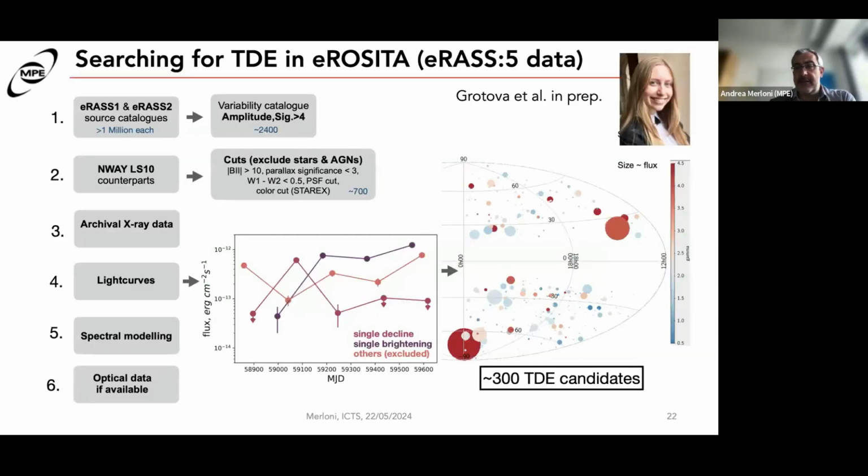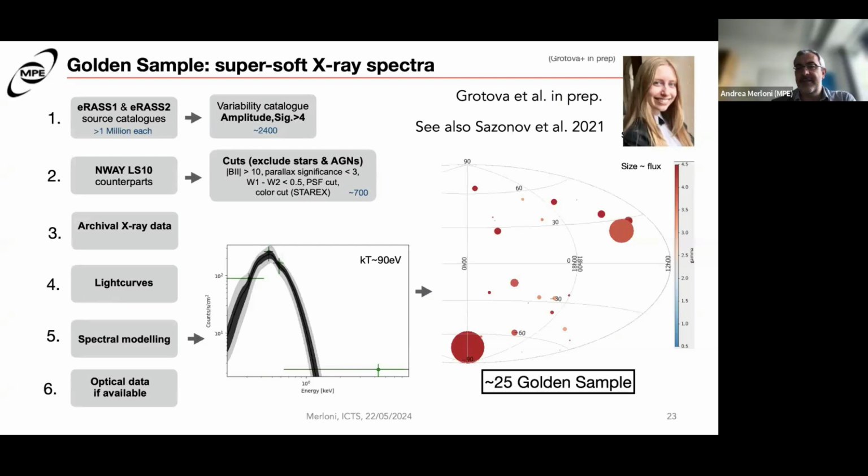I mentioned tidal disruption events. This 6 months time scale is a very good time scale over which we can detect bursts from galactic nuclei that don't show any AGN signature that could be associated with TDEs. And Yulia Grotova is completing a paper that presents the first catalog of about 300 X-ray selected TDE candidates, out of which we have done an intensive follow-up program of the best 25.